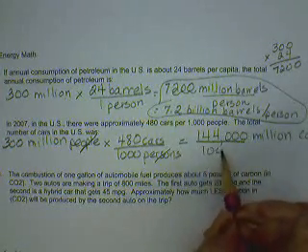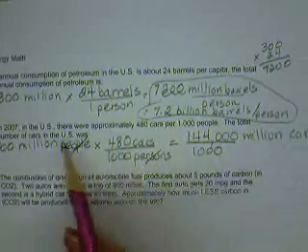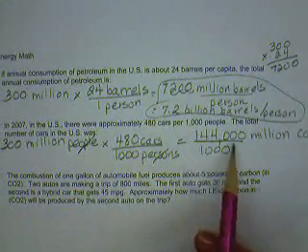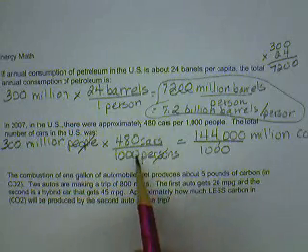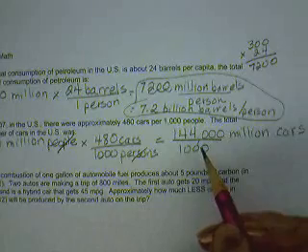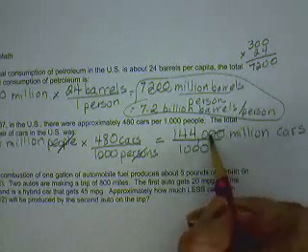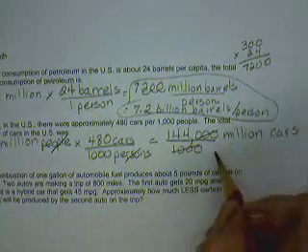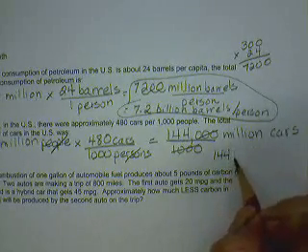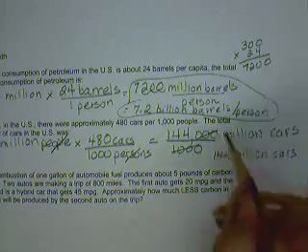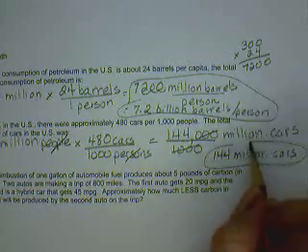over 1,000. So 300 times 480 is 144,000, and then 1,000 here, so divided by 1,000. And you'll notice this is kind of an easy problem because we can just cross out our zeros here, and so it's 144 million cars. And that's our answer here.